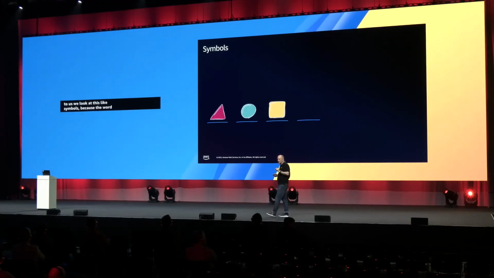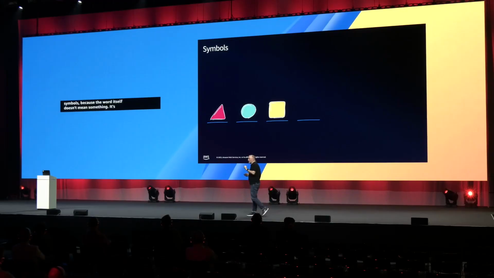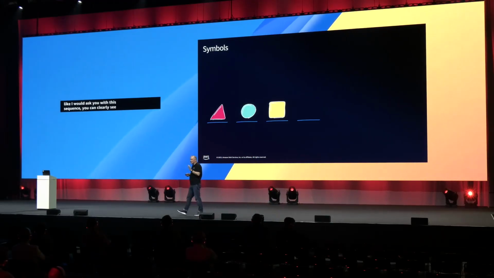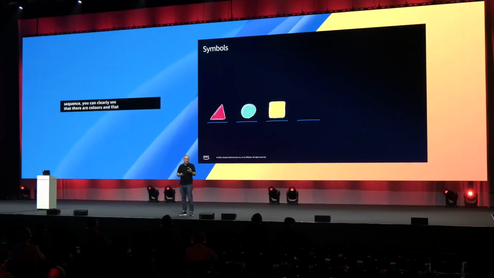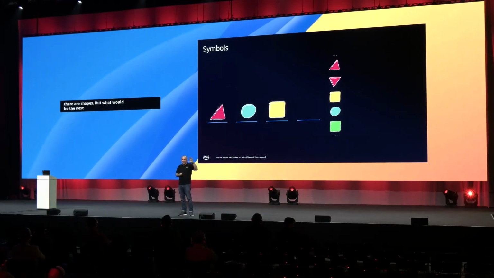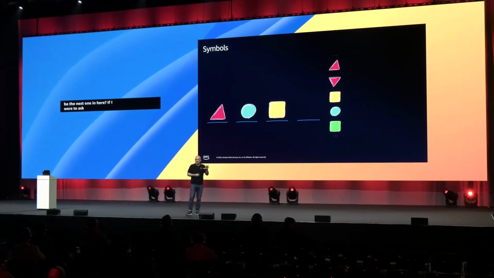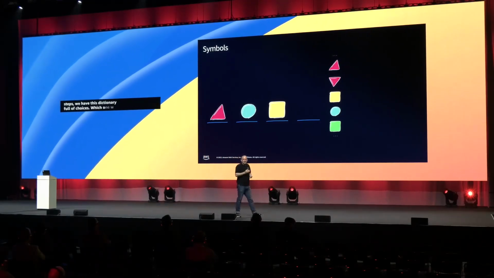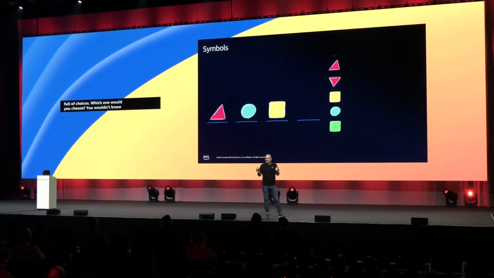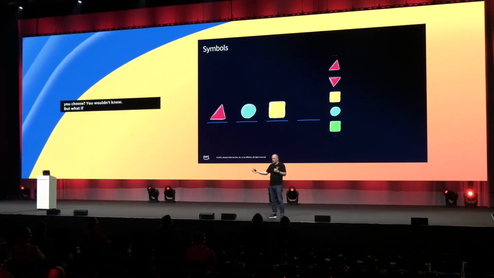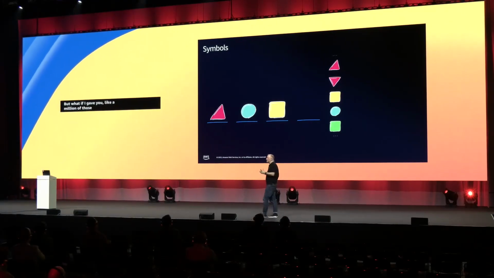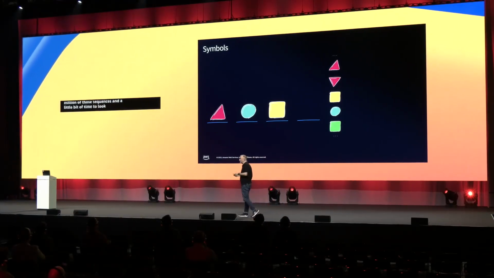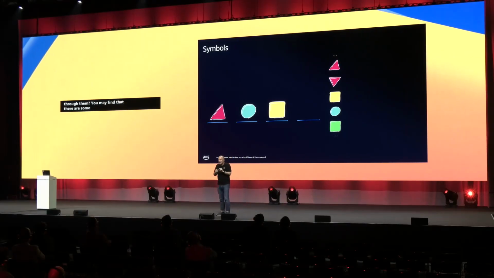It's like I would ask you, with this sequence, you can clearly see that there are colors and that there are shapes, but what would be the next one in here? If I were to ask you, with the same steps, we have this dictionary full of choices, which one would you choose? You wouldn't know. But what if I gave you like 1 million of those sequences and a little bit of time to look through them? You may find that there are some patterns that would make you better in doing these predictions. And this is how the LLMs work.